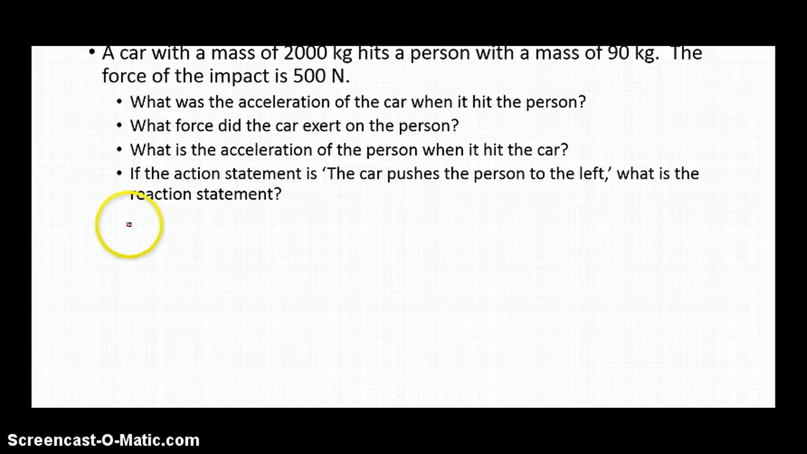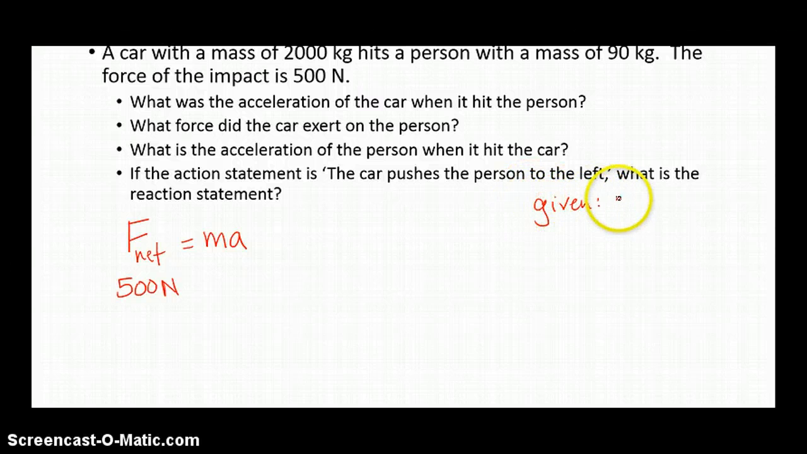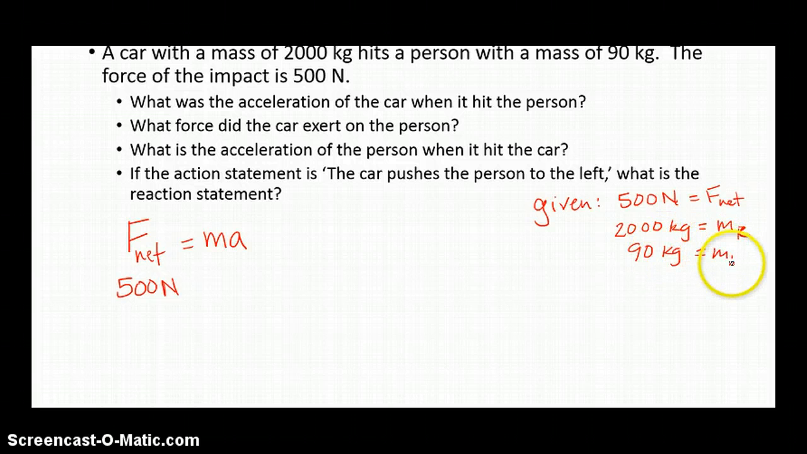The first thing that you need to remember is that net force has to do with mass times acceleration. We do actually know that there is a net force of 500 newtons, because in terms of my givens, 500 newtons is a force. It doesn't say net force, but we're going to assume that it is. I've also been given 2,000 kilograms, which is the mass of the car, and 90 kilograms, which is the mass of the person.